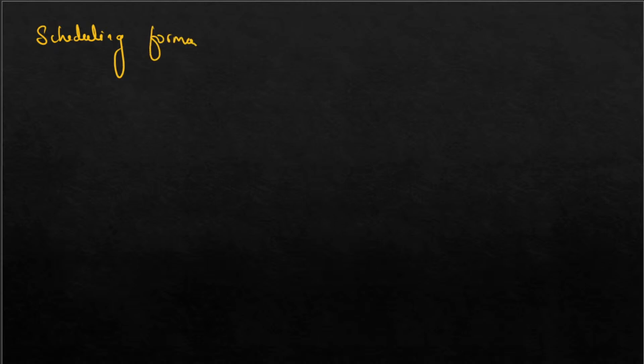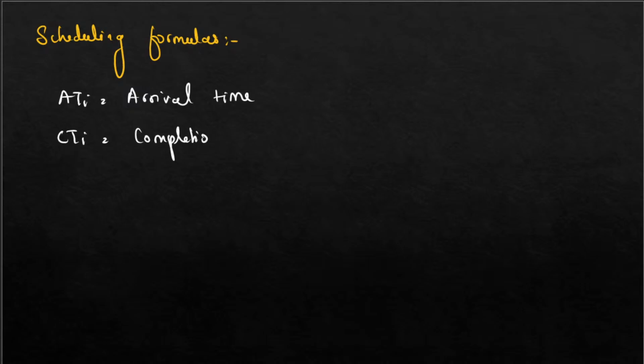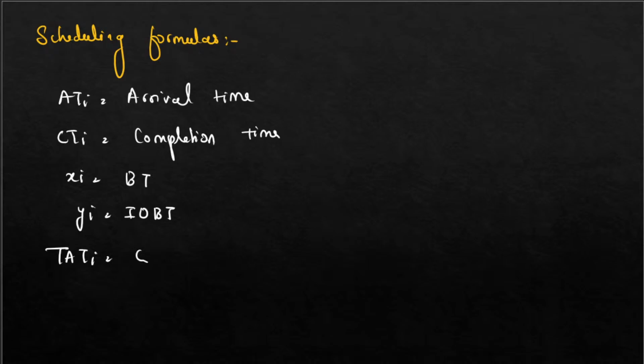Scheduling formulas. ATi is the arrival time, CTi is the completion time, Xi is the burst time, and Yi is the input output burst time. This is just burst time, and this is input output burst time. The formula is TAT of i equals CT of i minus arrival time of i. WT of i equals TAT of i minus Xi plus Yi.